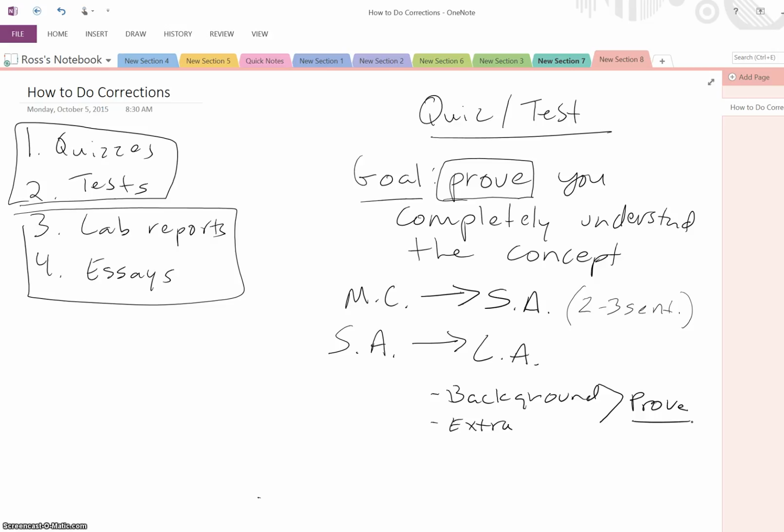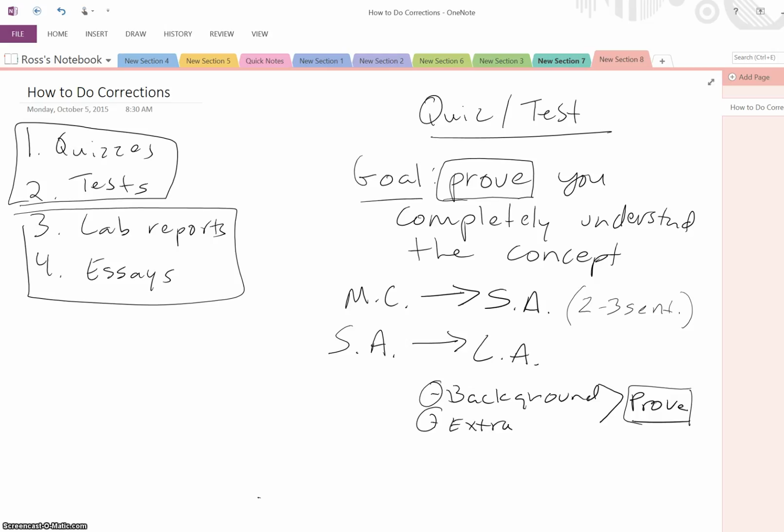Let's say it was a 2-part short answer. You got part A correct, but you got part B incorrect. You do not need to redo part A. If you got part A right, good, you're done. Move on to part B. With part B, however, you should again provide that background information and provide extra info so that you are proving to me that you completely and fully understand the concept.